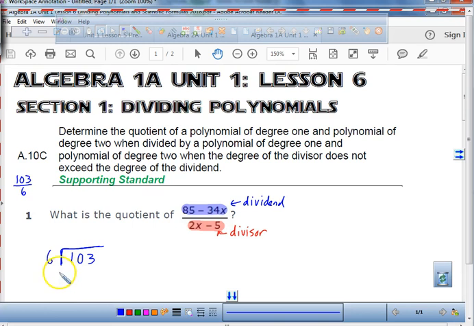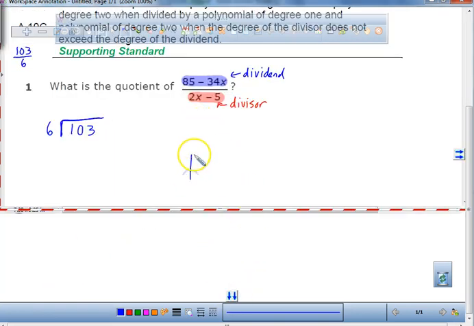Now, we're going to use the same process for this. Okay, so right now, if you're going in your journal, we're going to do them side by side so you guys can see how similar they are. See the 85 minus 34x? We're going to put that right here. 85 minus 34x. See the 2x minus 5? We're going to put that right out in front.